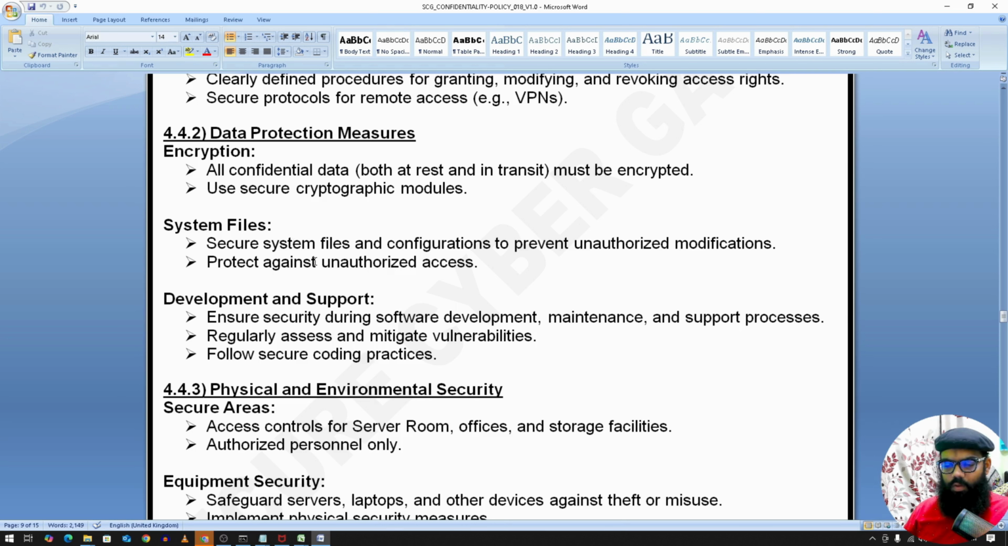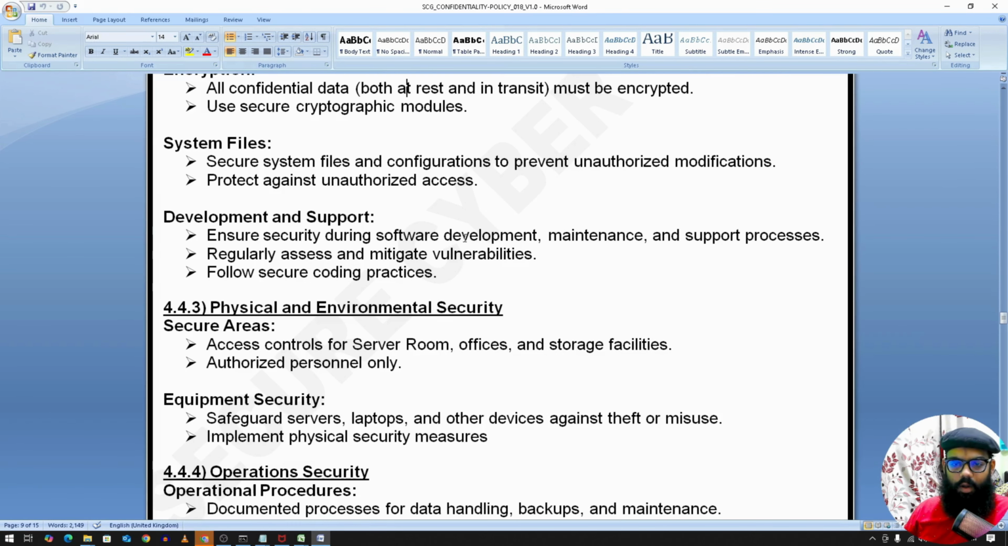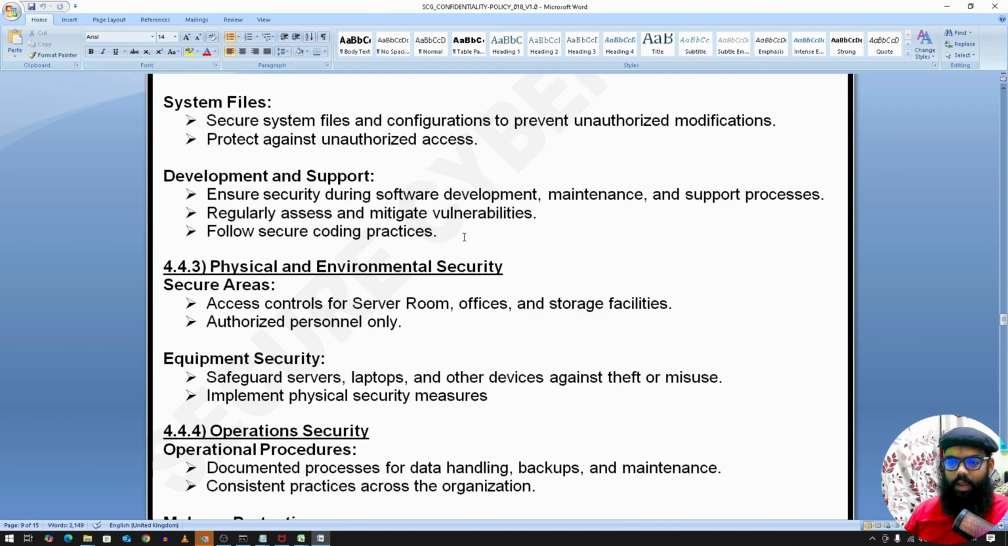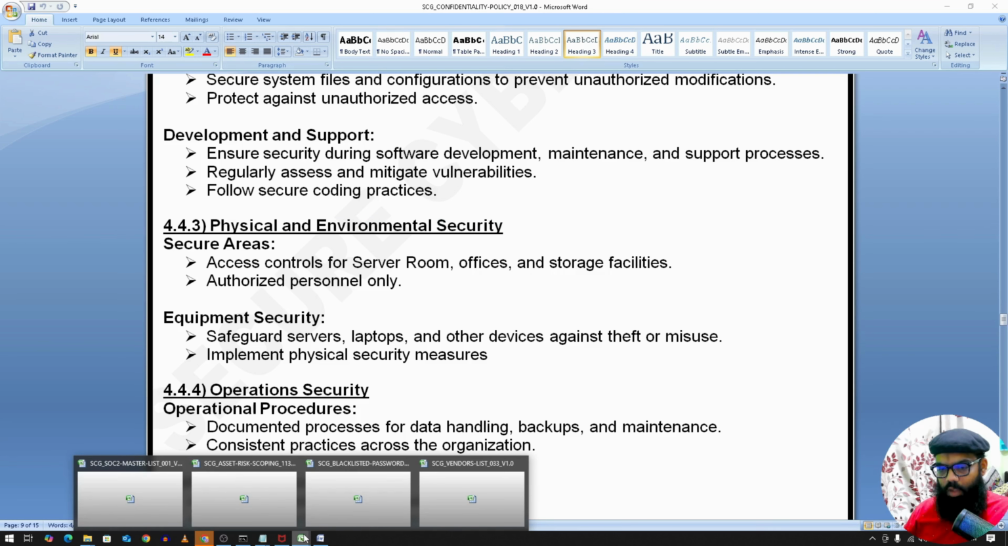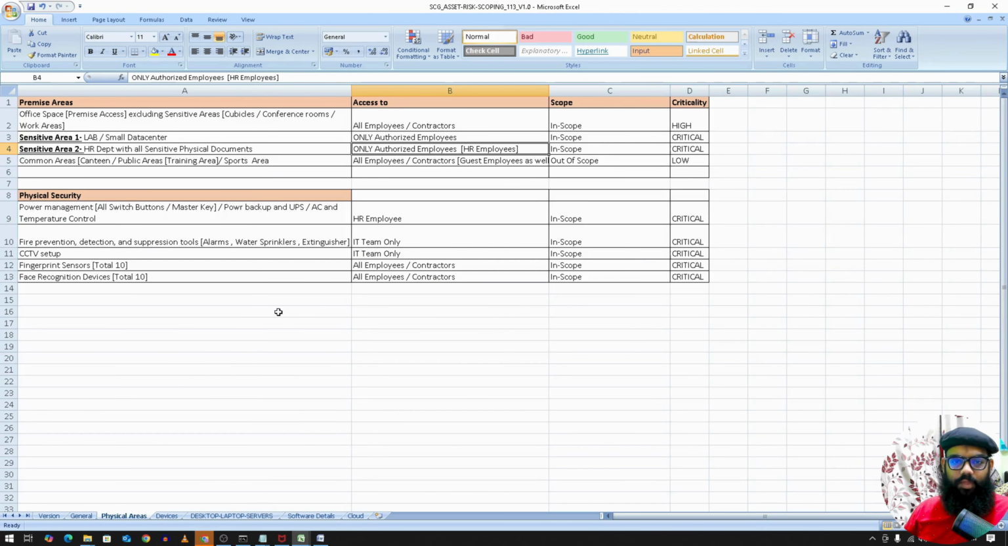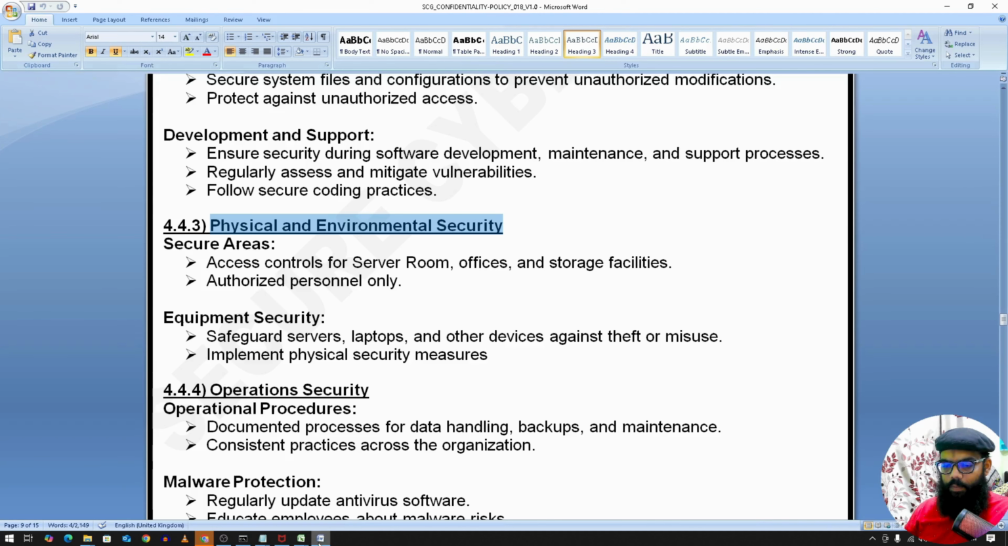System files. So secure system files and configuration to prevent unauthorized modification. And physical and environment security. So there might be some secure areas like server room, offices, and storage. We already discussed we have some sensitive physical rooms. For example, we have a small lab or data center, which is sensitive area 1, and sensitive area 2 is the HR department with all sensitive physical documents. So these are two critical sensitive areas for our SOC 2 scope.